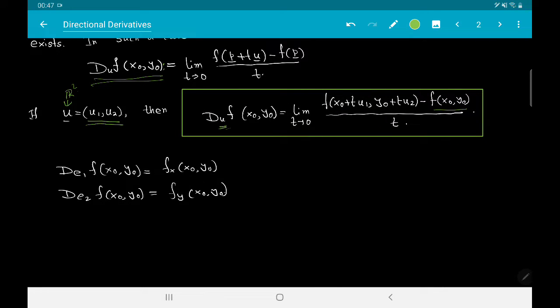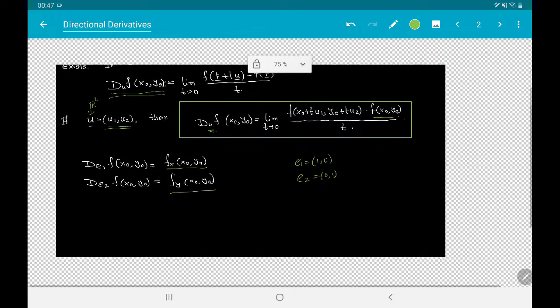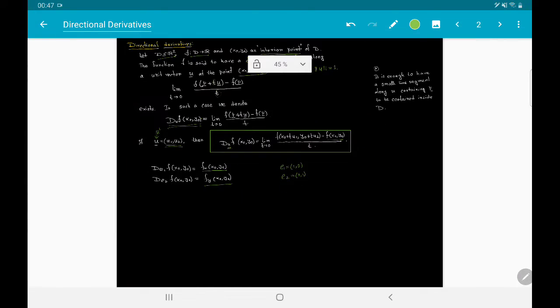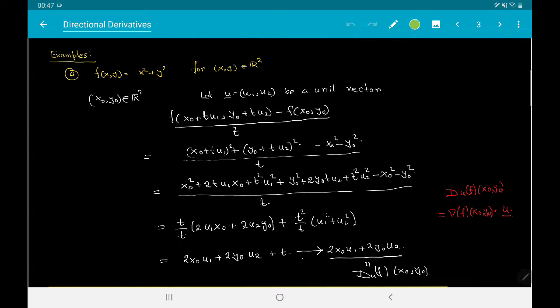In particular, when we take u to be equal to e1, which we mentioned in our previous slide, we will get back the partial derivative with respect to x, and if we replace it by e2, which is also given in the previous slide, we get back f sub y. Let us now go forward with some properties, or let me first give you an example.